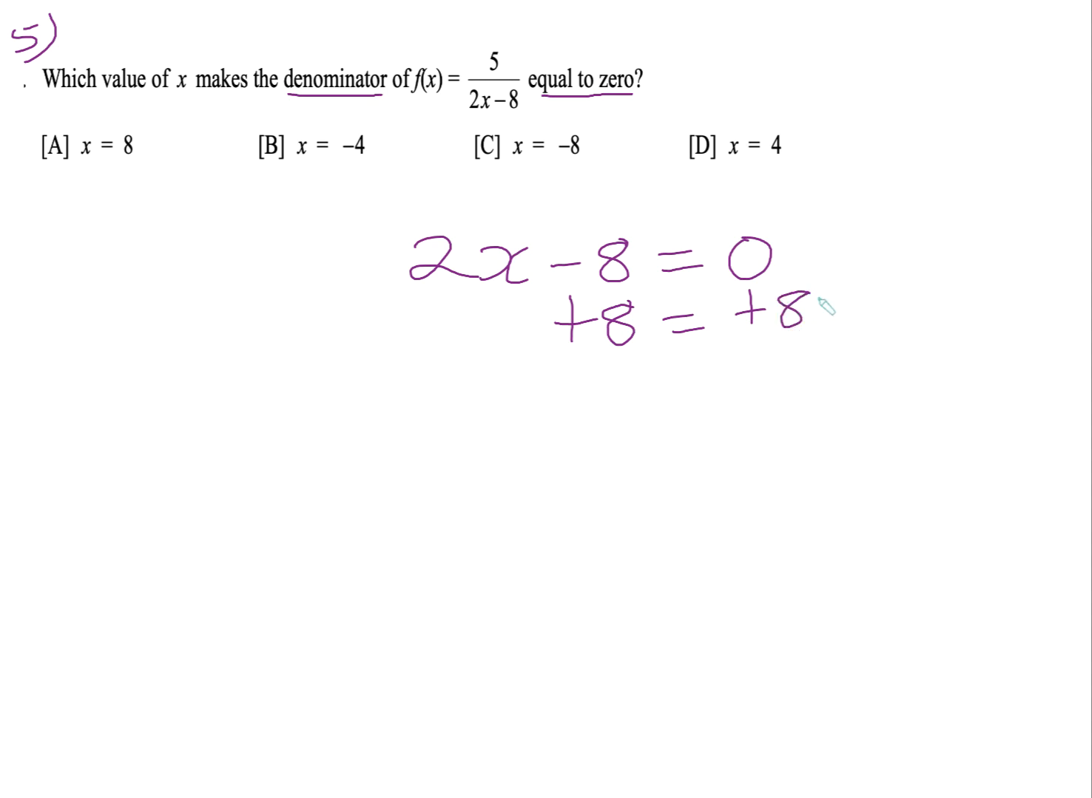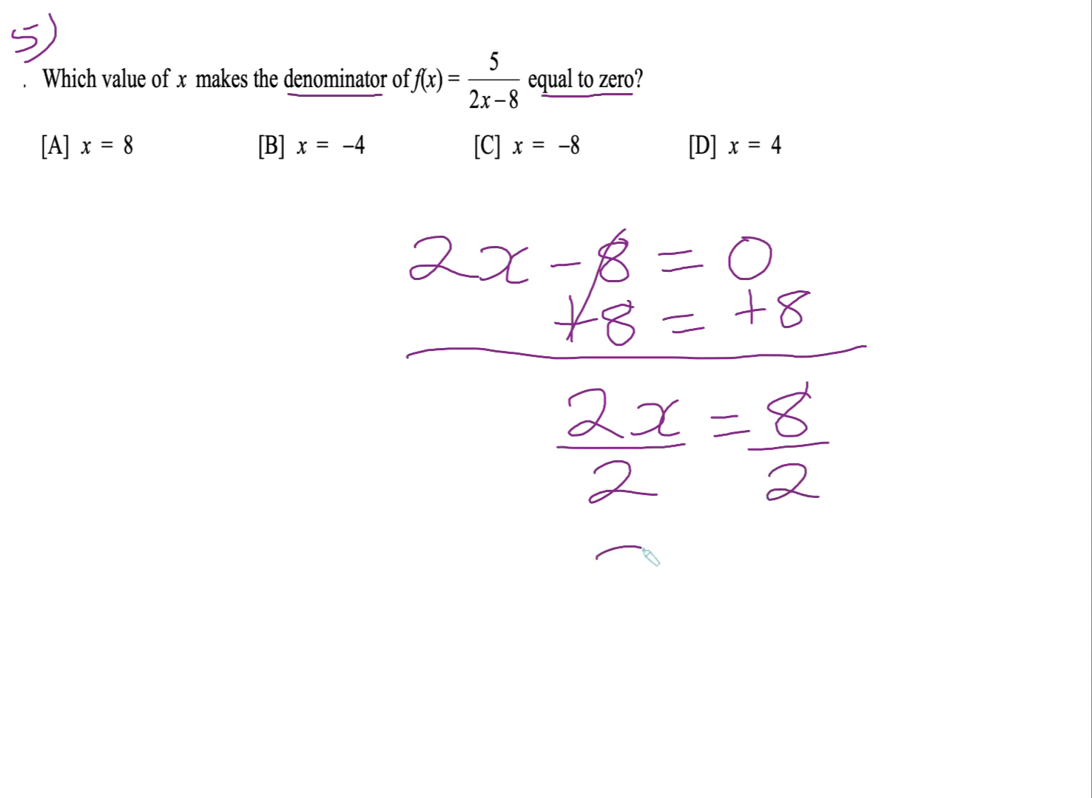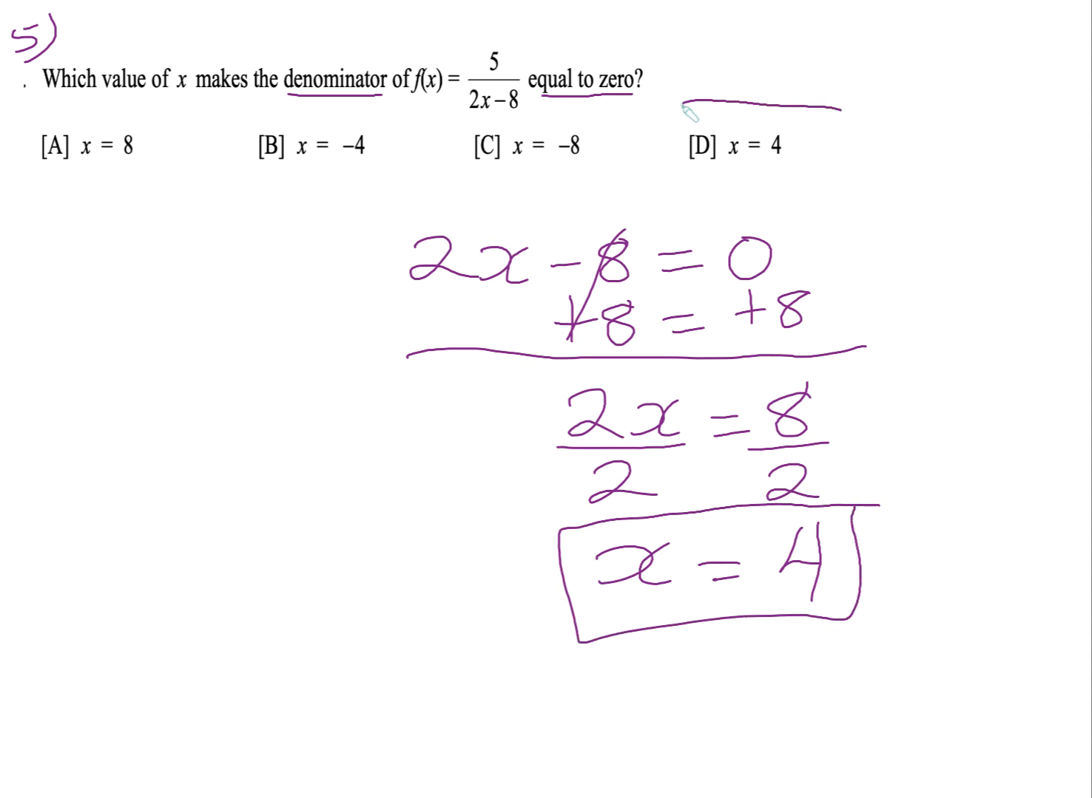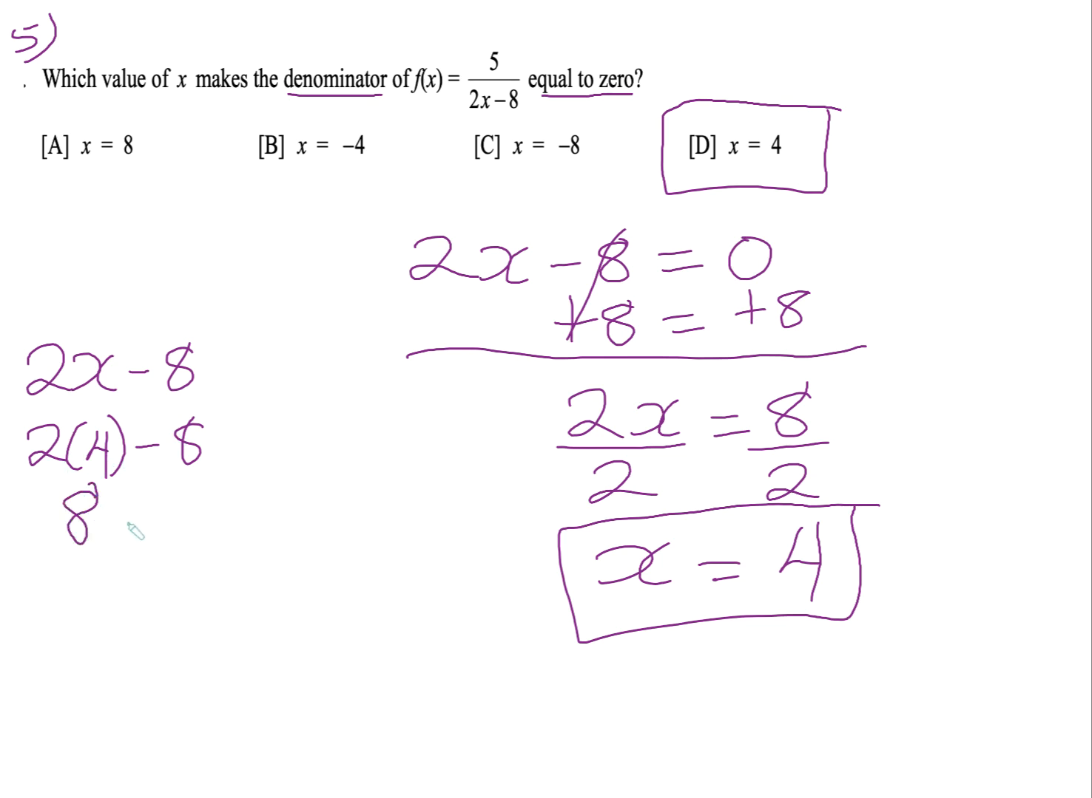I'm going to add 8 to both sides. So 2x equals 8. Solving for x, I'm going to divide both sides by 2. So x has a value of 4. So my value is x equals 4, which is right here. Again, you can check it. Remember you had 2x minus 8. 2 times 4 minus 8. 2 times 4 is 8, minus 8. 8 minus 8 is 0. So when x is 4, our denominator becomes 0.